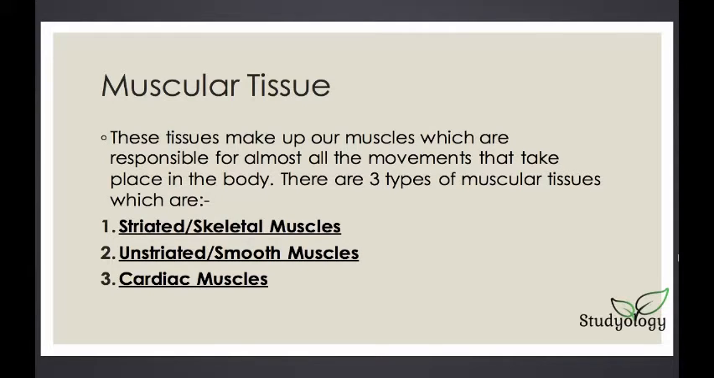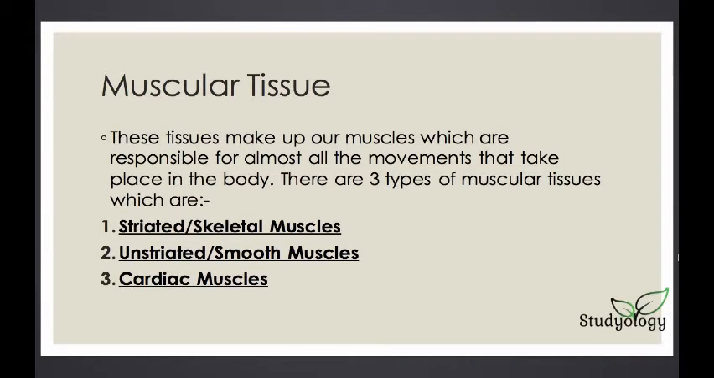These tissues make up our muscles, which are responsible for almost all the movements that take place in the body. And there are three types of muscular tissues: striated or skeletal muscles, unstriated or smooth muscles, and cardiac muscles. So, muscular tissue, as it's a very common type of tissue we hear, and these tissues make up our muscle system, or it's responsible for all the movements we make in our body. And there are three types of muscular tissues.